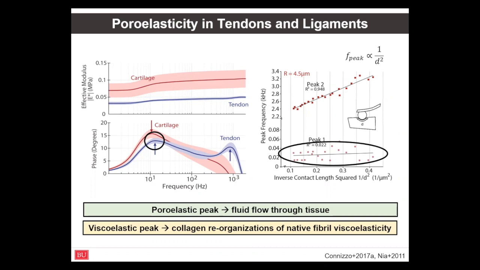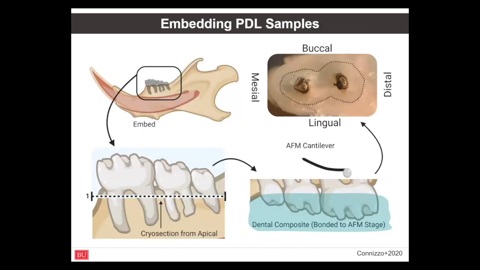So using this technique, we had published a couple papers showing that with aging, poroelasticity in tendons is altered, and also with different regions of the tendon. And so Gili came to our lab asking if we could potentially use this to understand poroelastic and viscoelastic behavior of the periodontal ligament. And so that's what we did.